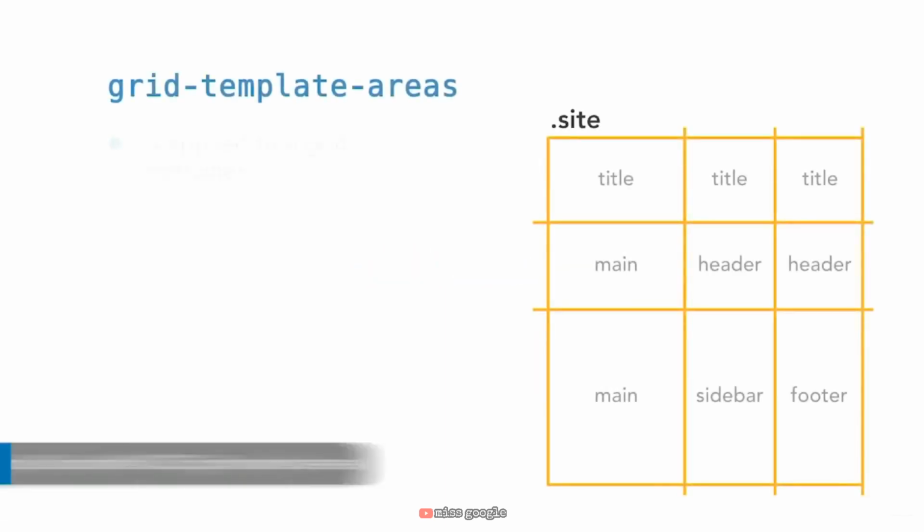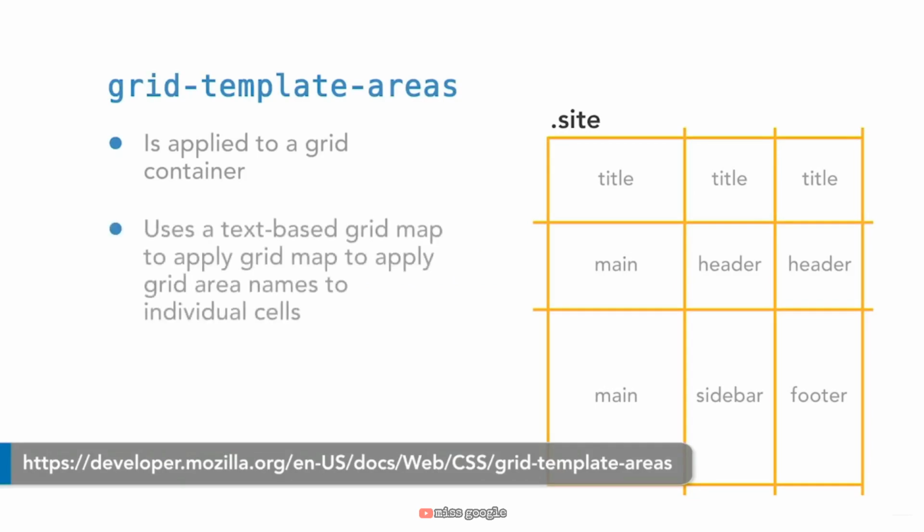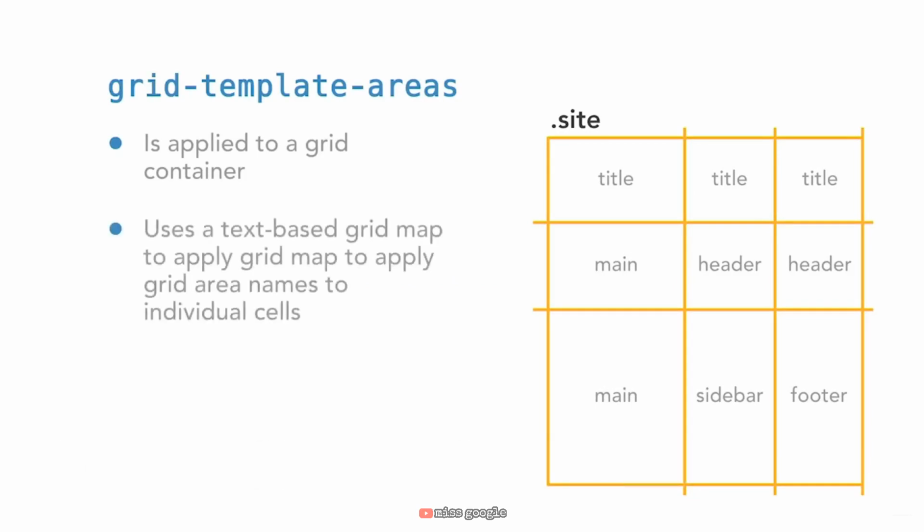Here's the elevator pitch. Using the grid-template-areas property on the grid container, grid areas allow us to define rectangular areas spanning one or more cells within a grid and give them names. Then we can use those names to place items within the grid using the grid-area property on grid items. In other words, we turn the grid into a map and place items on that map, which opens the door to all sorts of cool stuff. Let me show you how this works.